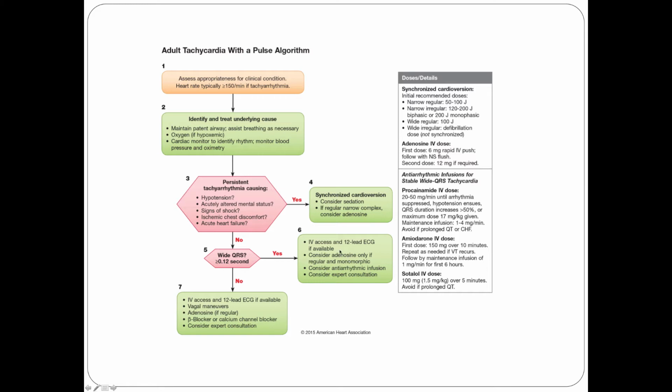appropriate treatment. Other than that, I can start thinking about antiarrhythmic infusion, which we'll see next, which would be procainamide for a stable wide QRS. Or we can give them amiodarone, 150 over 10 minutes. All right? We can give them procainamide, 20 to 50 milligrams per minute.